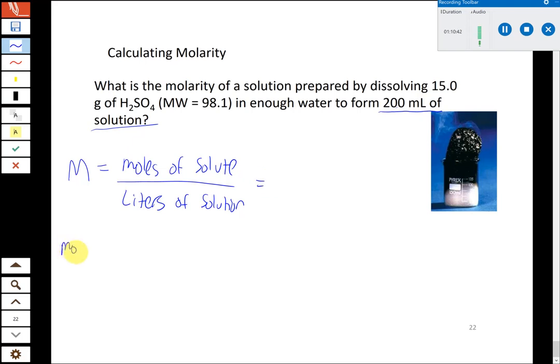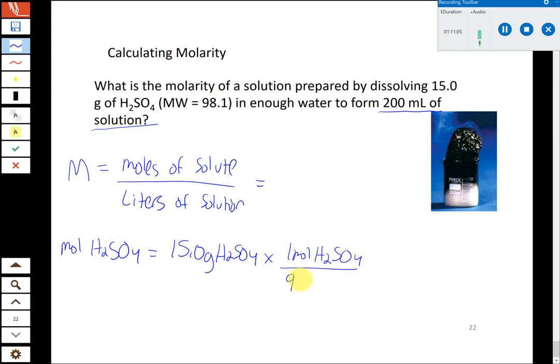So the moles of sulfuric acid, H2SO4, it's just going to be a simple mass to mole calculation. We know the grams of H2SO4, we know the molar mass, and so we're going to do the same mass to mole calculation that we've been doing dozens of times in the last two classes here. So 15 grams of H2SO4, and then 1 mole has a mass of 98.1 grams. So we're just going to use the molar mass, as we always do, to convert grams into moles. And so that's 0.153 moles.